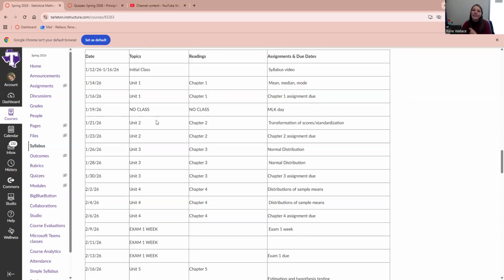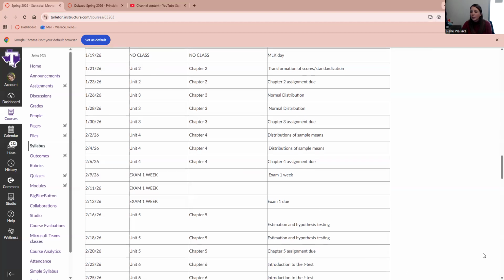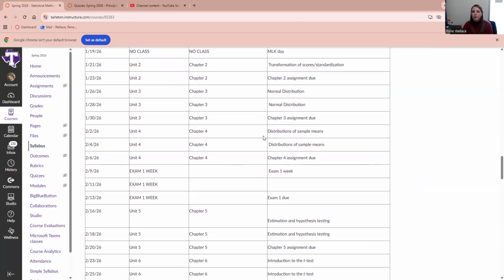And then next week we have Martin Luther King Day, and then we're going to do Unit 2, and you'll have the Chapter 2 assignment due 1/23. And then Unit 3, you'll have the Chapter 3 assignment due 1/30. So let me look at my calendar real quick, but I think those are all Fridays. So Friday nights at 11:59, you'll have something due for this course. And then we'll do Chapter 4.